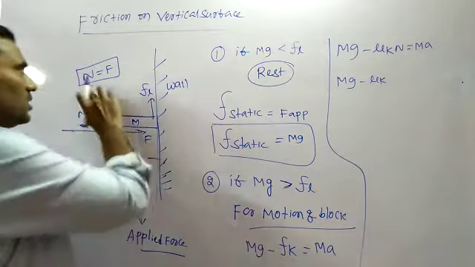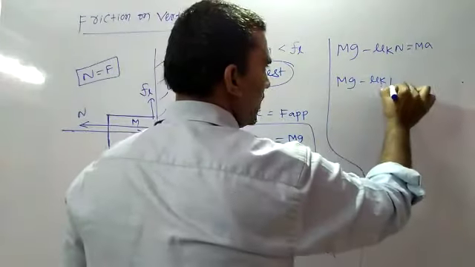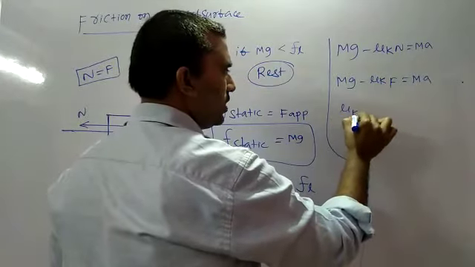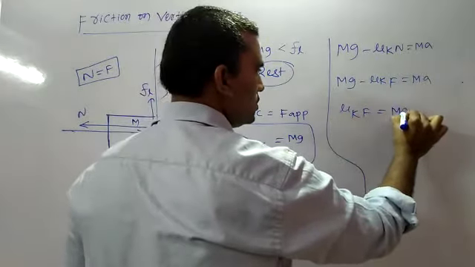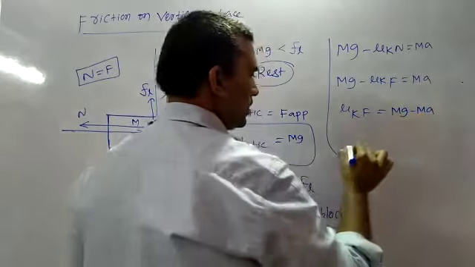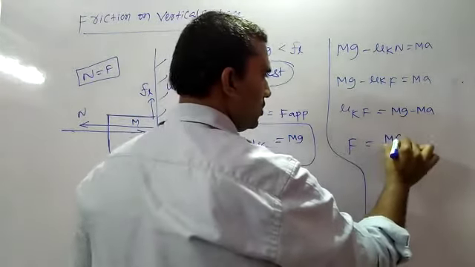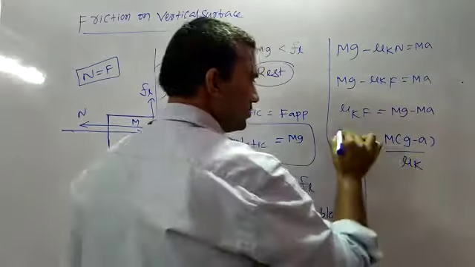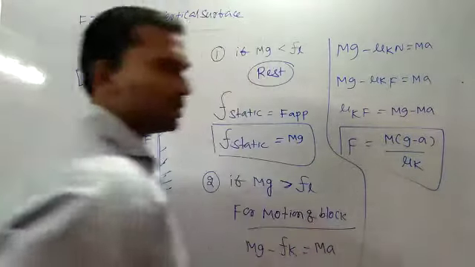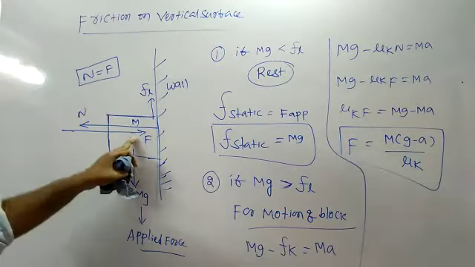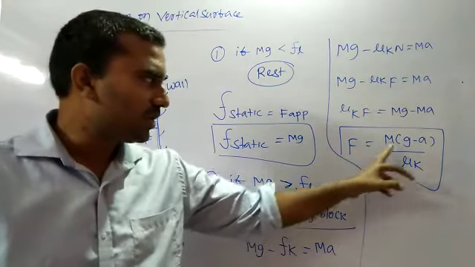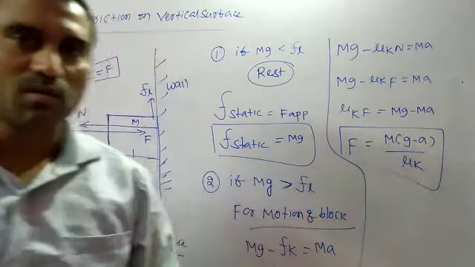What is the normal reaction? The normal reaction is equal to the applied force F. Therefore, mu k into F is equal to mg minus ma. Therefore, F is equal to m into (g minus a) divided by mu k. So this is the horizontal force applied to accelerate the block.